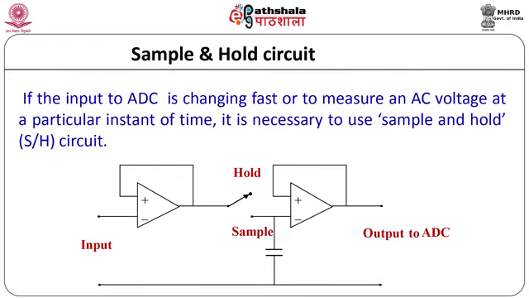If the input of the ADC is changing fast, or to measure an AC voltage at a particular instant of time, a circuit as shown in the figure can be used, which is known as a sample and hold circuit. The first block is a buffer and the second block is basically a switch in shunt with a capacitor. The output of the sample and hold circuit is then given to the analog to digital converter.